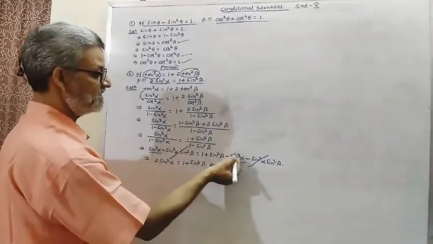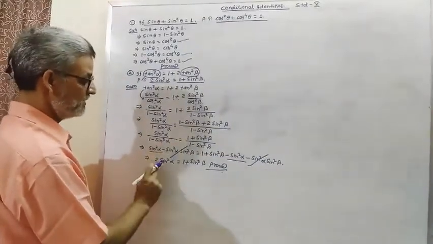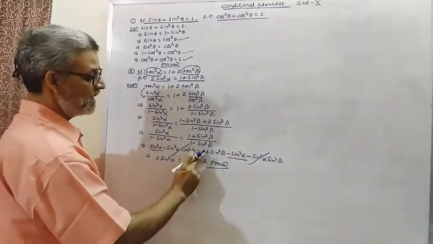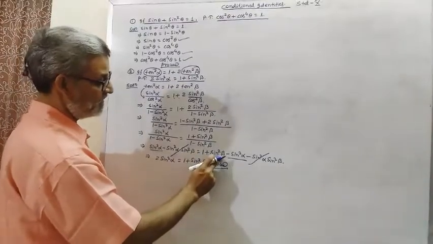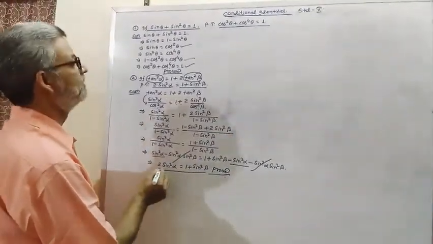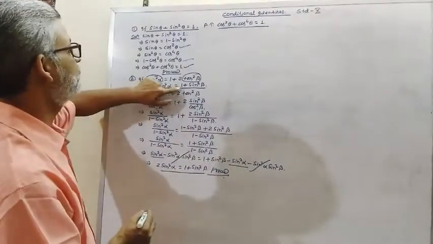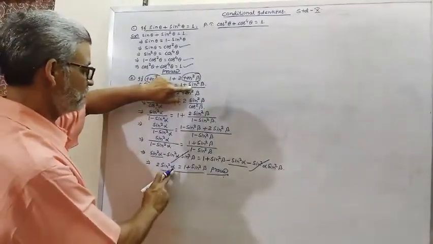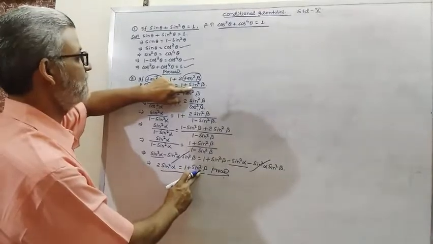Now here is left sin square alpha, and here is left minus sin square alpha. So this minus sin square alpha should go to the LHS. So 2 sin square alpha, and on the right is left 1 plus sin square beta. So 2 sin square alpha is equal to 1 plus sin square beta, which is what was to be proved.